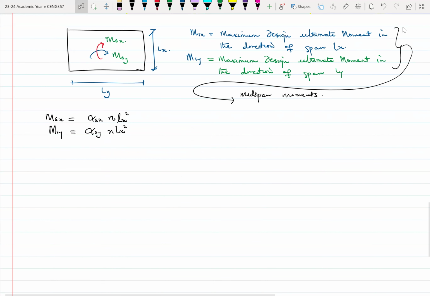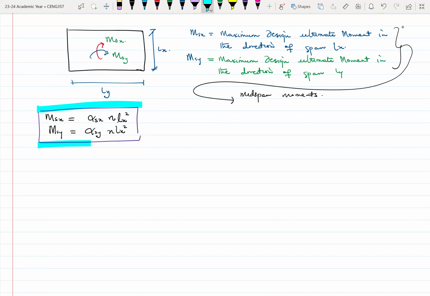Great. Okay. So let's look at some of these parameters. So alpha, these ones are very important. Let me put something around this. At least we know how important these things are. All right, great. So alpha sx, alpha sy, they are what you call coefficients. So these are the coefficients for simply supported slabs spanning in two directions. Okay.